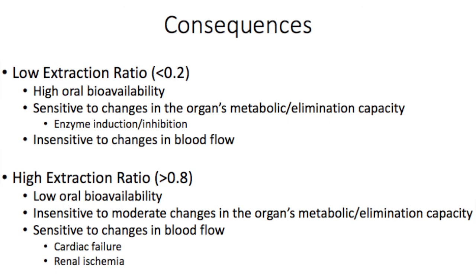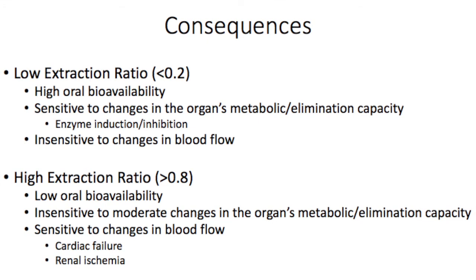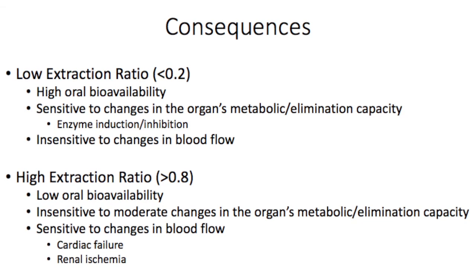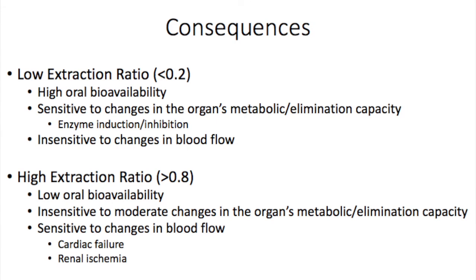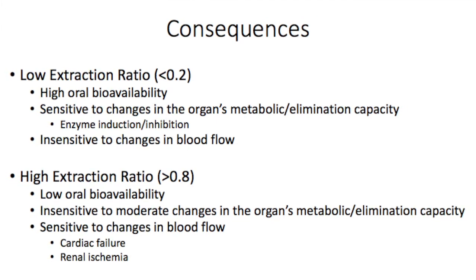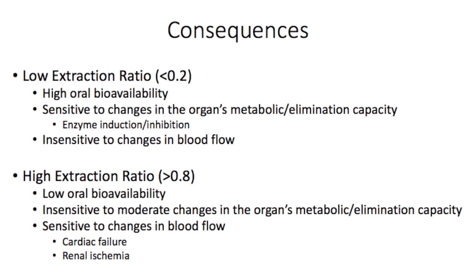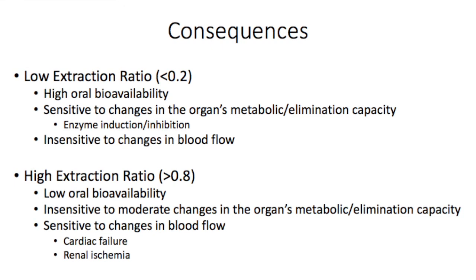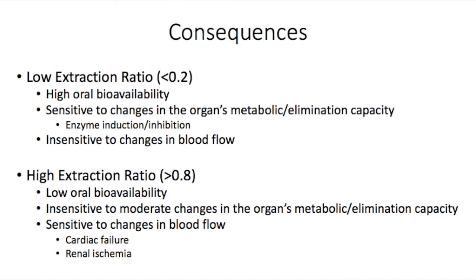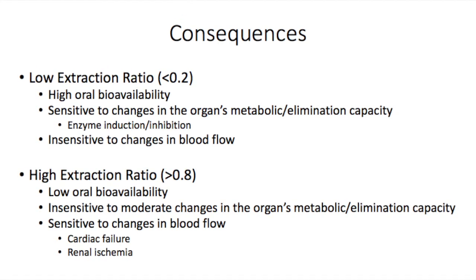So to summarize, drugs with a low extraction ratio, which is defined as a value of less than 0.2, are sensitive to changes in the organ's eliminating capacity, for example, enzyme induction or enzyme inhibition. But changes in blood flow to the eliminating organ do not lead to a change in overall clearance. Drugs with a low extraction ratio also have a high oral bioavailability, because as the blood with high drug concentrations from the gastrointestinal tract passes through the liver, the liver has a relatively low capacity to clear the blood of that drug.